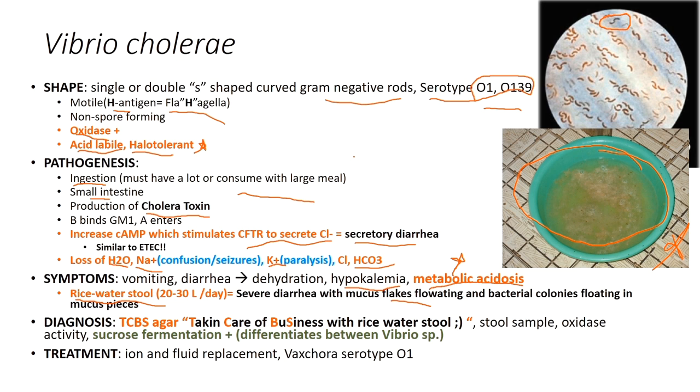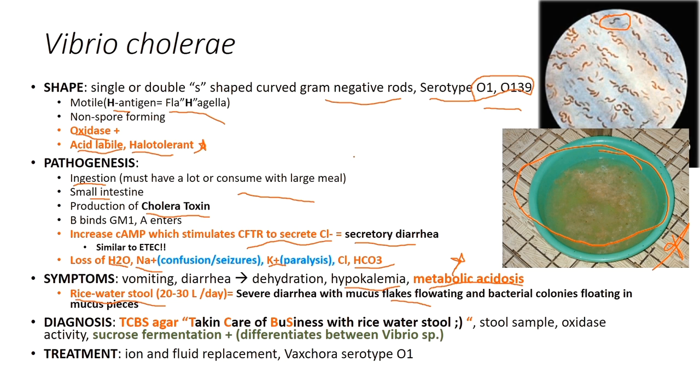But how do we confirm diagnosis? We take out our TCBS agar. The way I remember this is taking care of business with rice water stool. So as you're dumping away and taking care of business of that rice water stool, you know you use TCBS to grow Vibrio cholerae. So once you take that stool sample, you do the oxidase test with it, and then this one is the differentiating factor for the O1 or O139 serotypes.